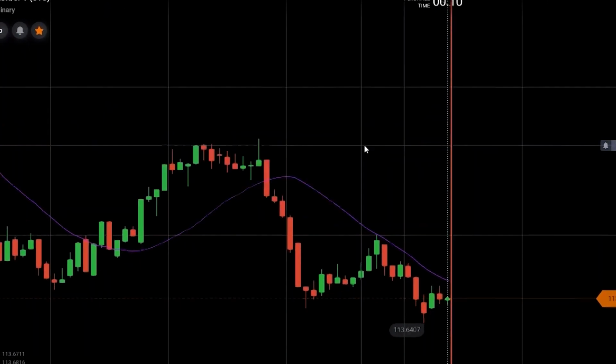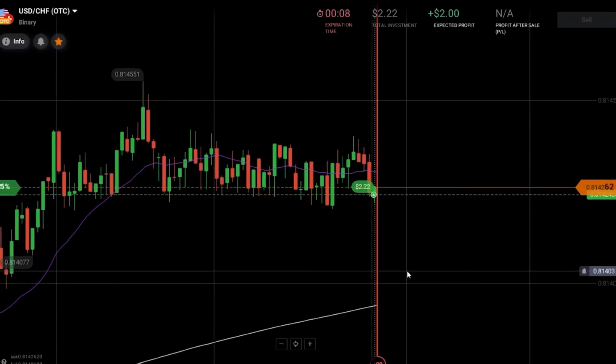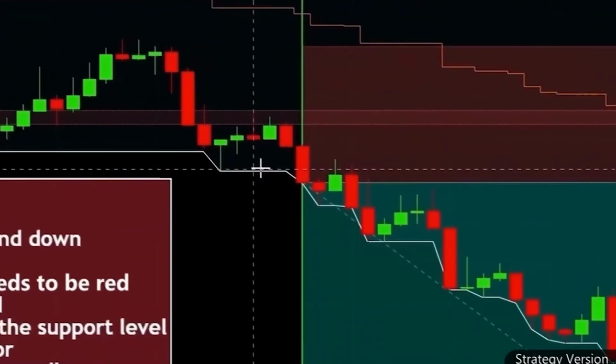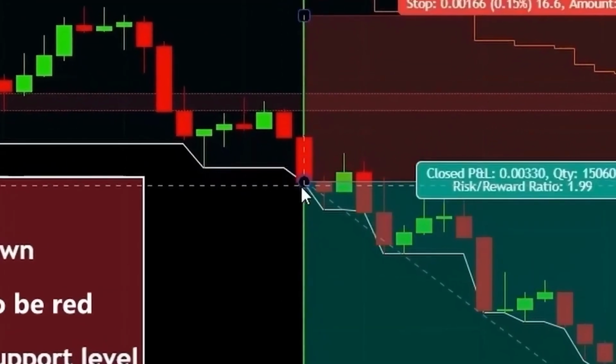Now, let's talk about setting up your stop loss. Usually, you'd place your stop loss just below the middle orange line. However, there are situations where this isn't ideal.